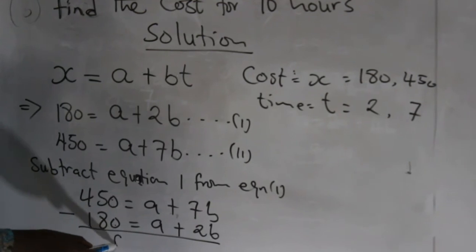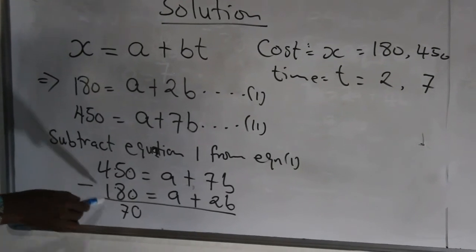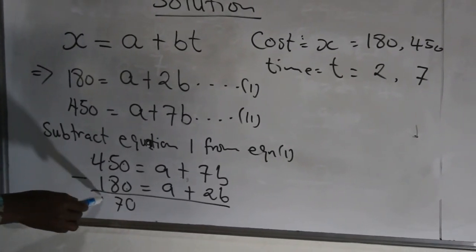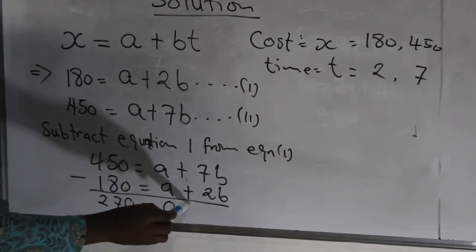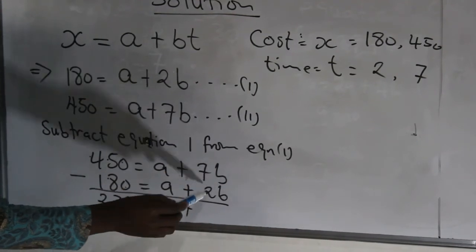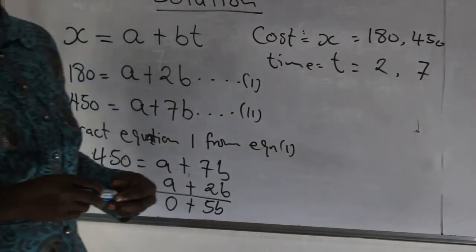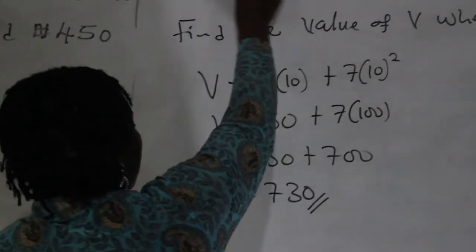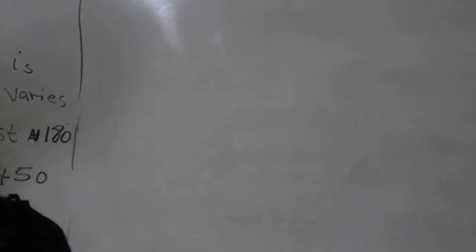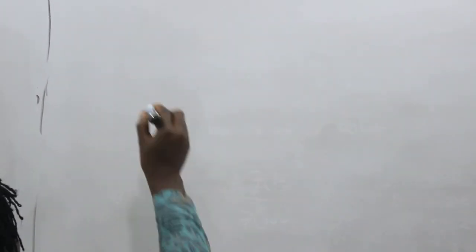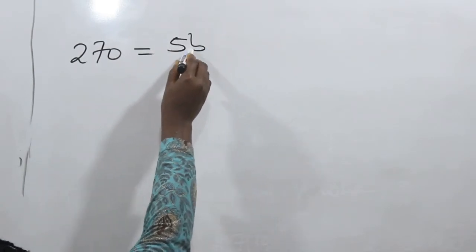0 minus 0 is 0. 15 minus 8 is 7. I'm left with 3. 3 minus 1 is 2. Equals A minus A is 0, plus 7B minus 2B will give me 5B. So now we have 270 equals 5B.